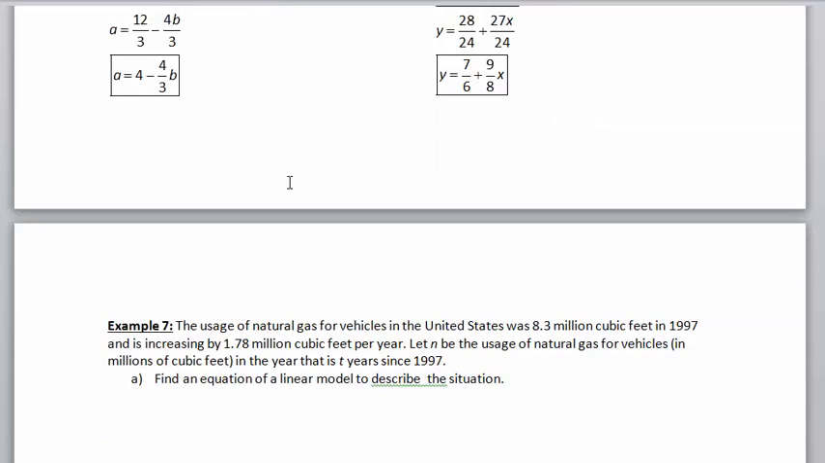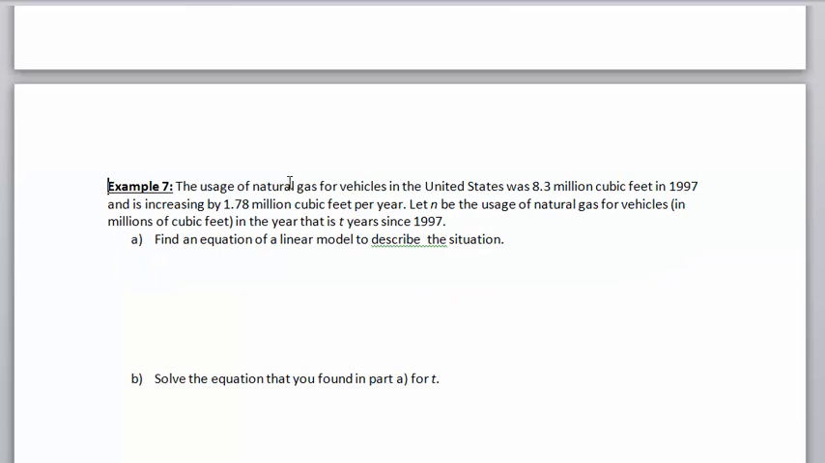In example 7, the usage of a natural gas vehicle in the U.S. was 8.3 million cubic feet in 1997 and is increasing by 1.78 million cubic feet per year. Let N be the usage of natural gas for vehicles in millions of cubic feet for the year that is t years since 1997. I want to find an equation, a linear model that will describe the situation.